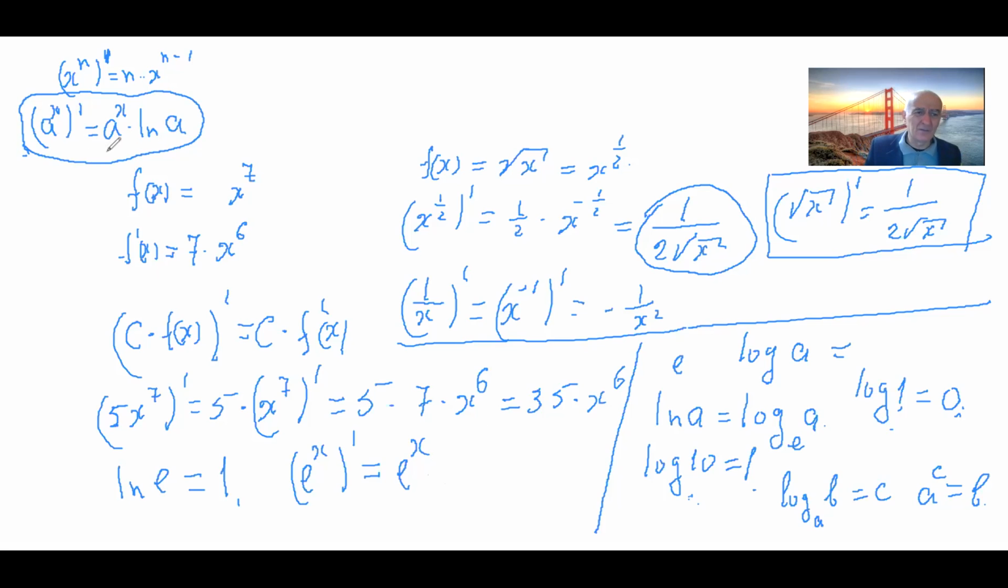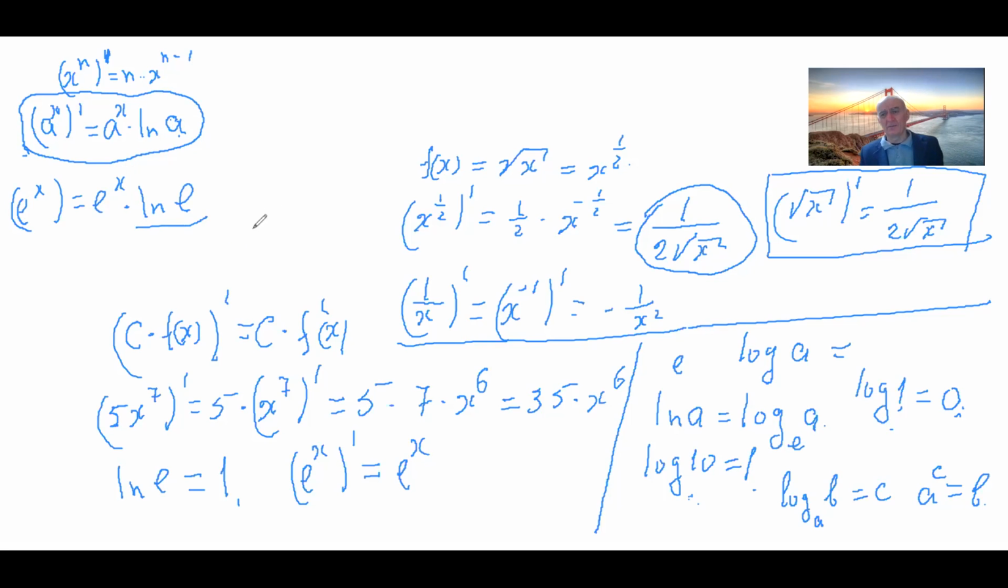So we know what the derivative of an exponential function is. And here in this case, a is e. And ln e, just a minute, I will write it down here. So e to the power x, by this formula, is e to the power x times ln e. But ln e is a logarithm with base e, and it equals 1. So it's e to the power x.